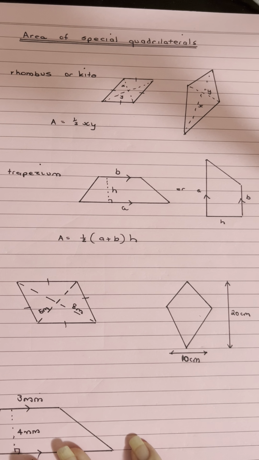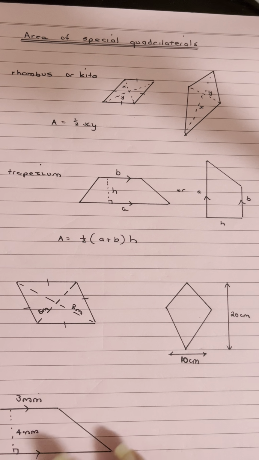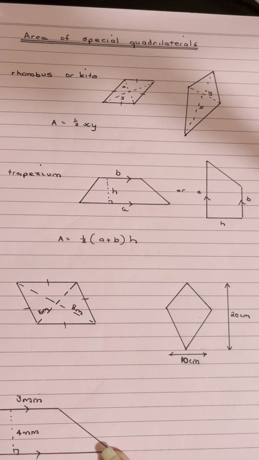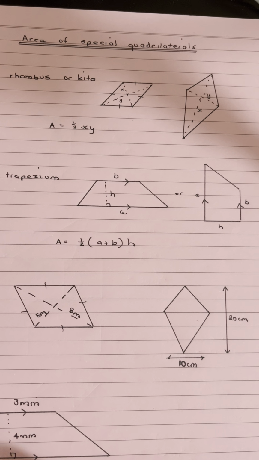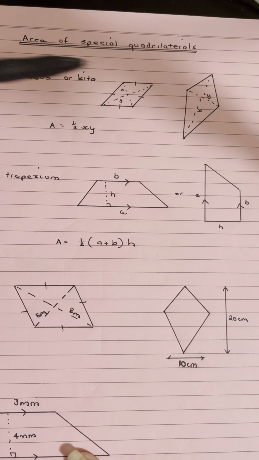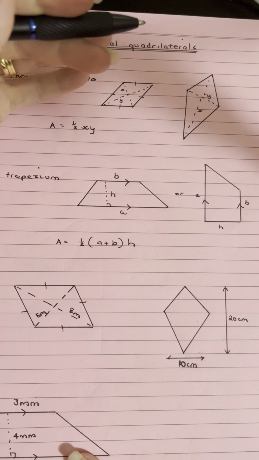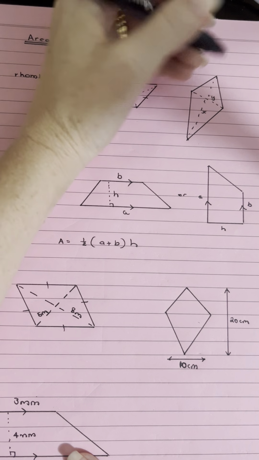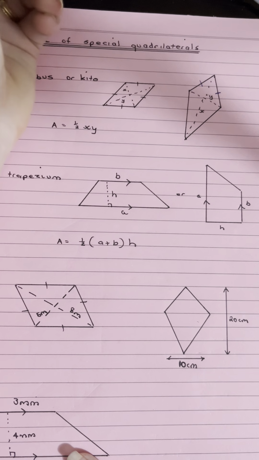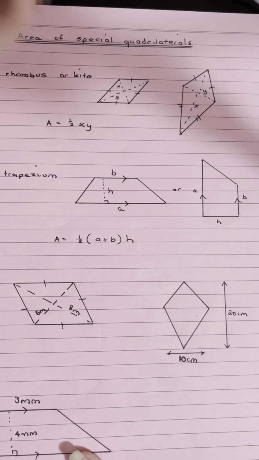Okay, having a look at the area of special quadrilaterals. So what we've got are two here that are new ones to grade 8 that you didn't learn in grade 7. So we've got a rhombus or a kite. A rhombus is where we have all the same length sides and it's like a square pushed to the side, whereas a kite has a matching pair of sides there and then a matching pair at the bottom.